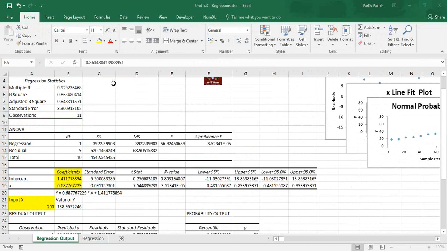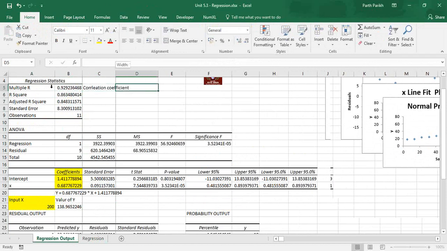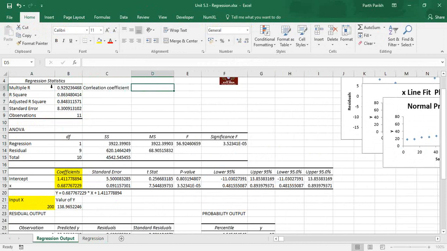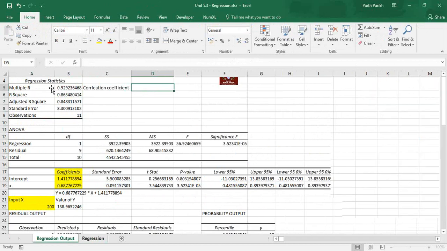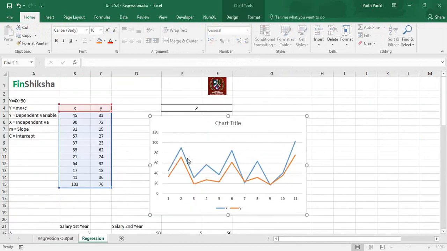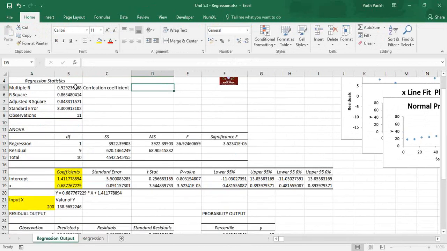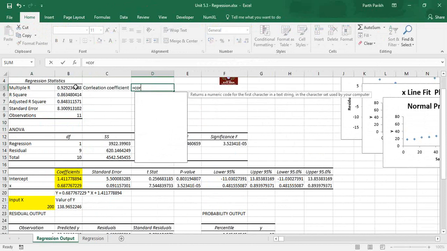So we are more worried about this r and r square. This first, multiple r, is called the correlation coefficient. Correlation coefficient moves between -1 and 1. The higher the value, the higher the relation. So over here it almost moves in tandem. It goes up, the second value goes up, it goes down, goes down. It's not exactly 1. So it's 0.92.